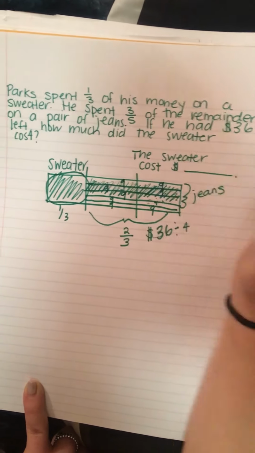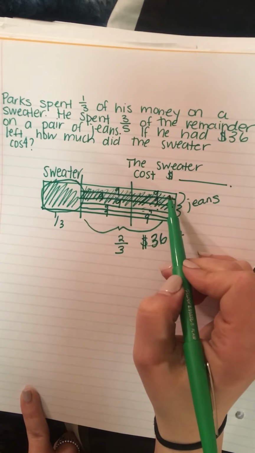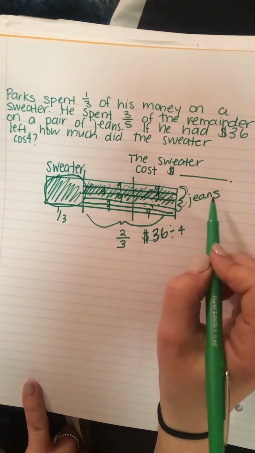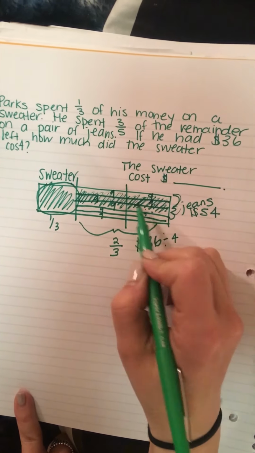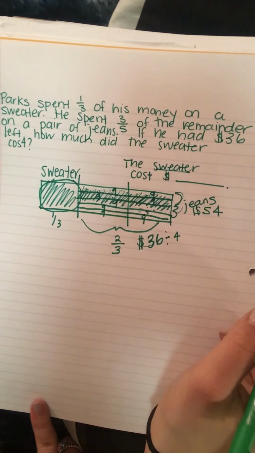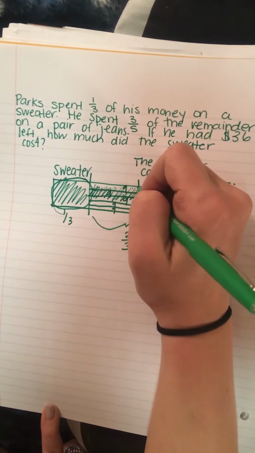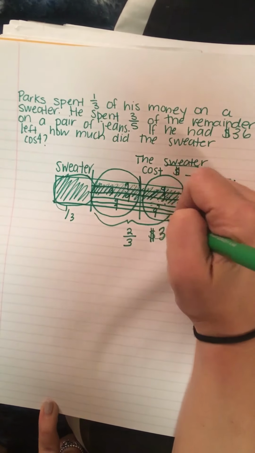Now, it's tempting to look at the entire 6 blocks of the shaded regions of jeans and say, wow, yeah, the jeans are $54 because 9 times 6 is 54. However, the question is asking how much is the sweater. So it's important not to lose sight that this is the third, and even though we did some splitting up here, this is still a third and this is still a third.